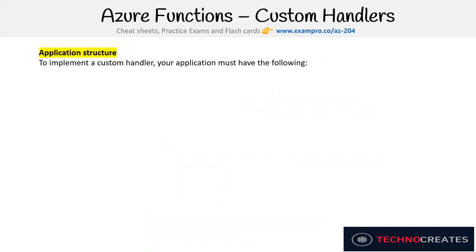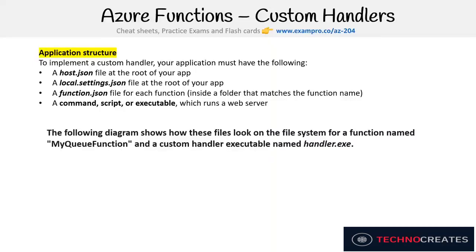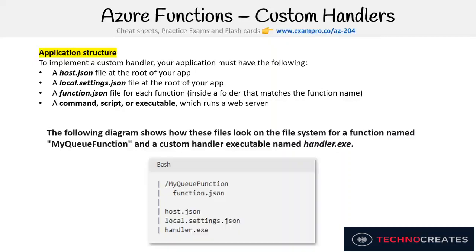To implement a custom handler, your application must have the following: a host JSON file, a local settings JSON file, a function JSON file, and a command script or executable which will run on the web server. The following diagram shows how these files look on the file system for a function named myQ and a custom handler. It's not the prettiest, but it gets the point across. You have a folder, here's your function JSON, and this one happens to use an executable. In practice, custom handlers are super, super hard to do.